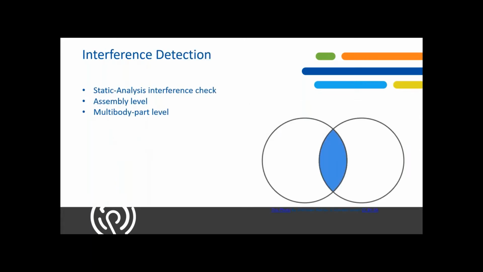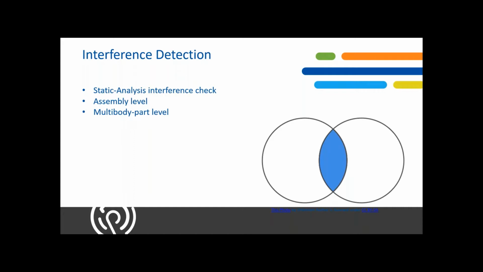All right, the other one is interference detection. Interference detection is so simple, but it's so important. Anytime that you have either an assembly level or even a multi-body part level, you want to make sure that you go through this before you send it to manufacturing.